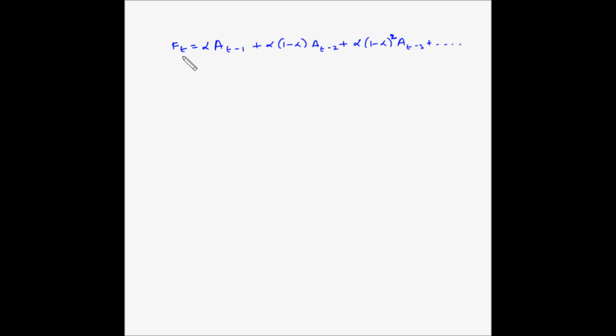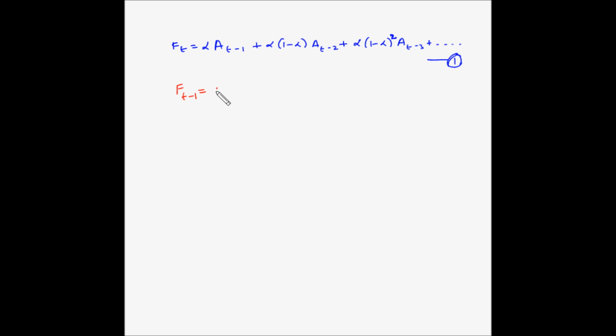Now this was the expression that we got to calculate the forecast based on the exponential smoothing method. But this goes on till infinity and may be very difficult to calculate in reality. So let's try to simplify this. Now let's say that this is equation number 1. Now this is for period t. Let's put the expression for period t minus 1.